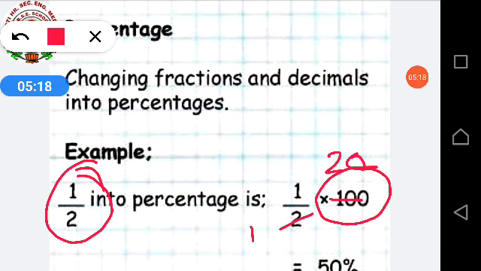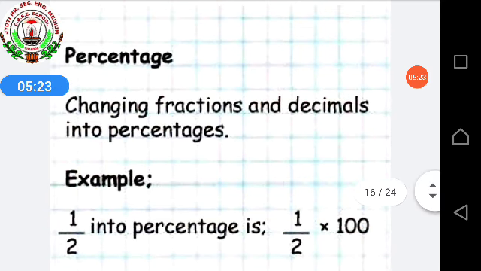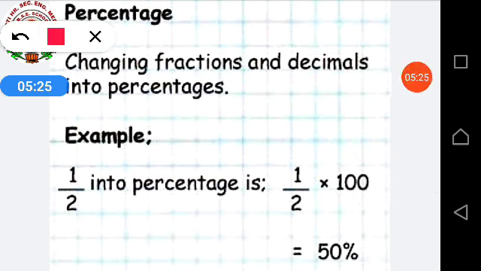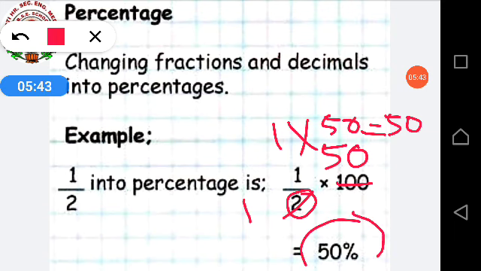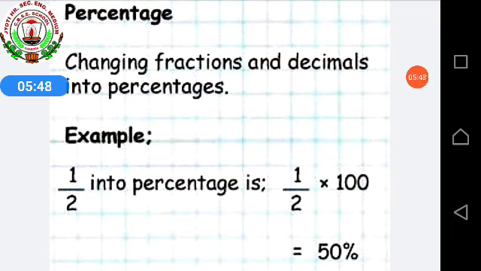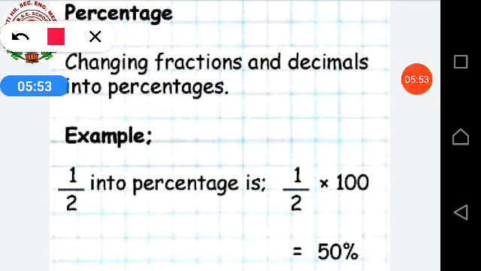Sorry. It's 2 ones are 2. Like this you are cancelling. Then 2 fives are 10 and 1 zero. So 1 into 50 equals 50. So how many percentage will it be? It will be 50 percentage. That means half of 100. What will be the half of 100? Half of 100 will be 50.